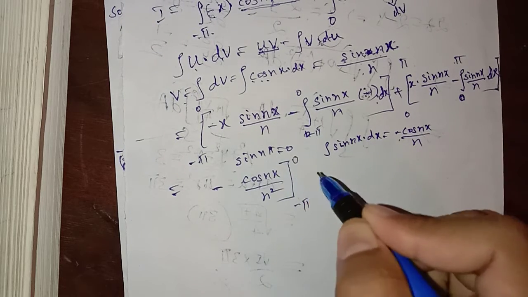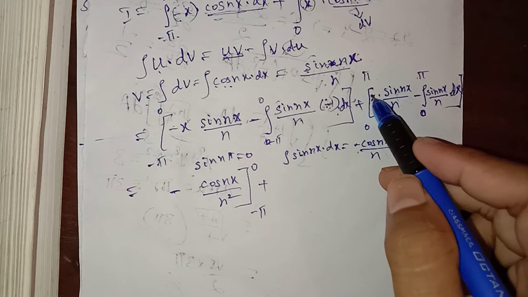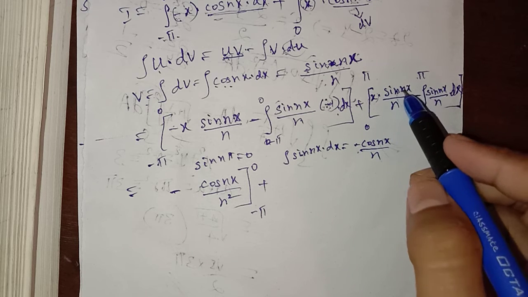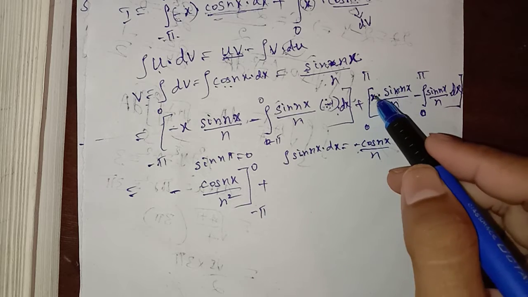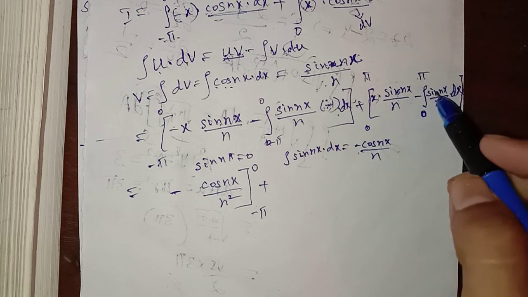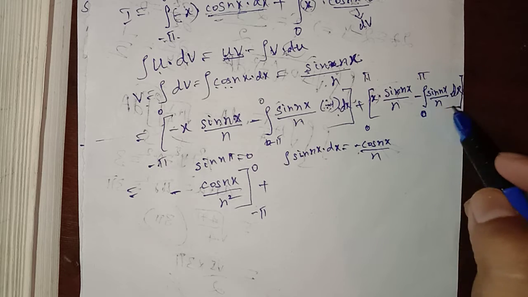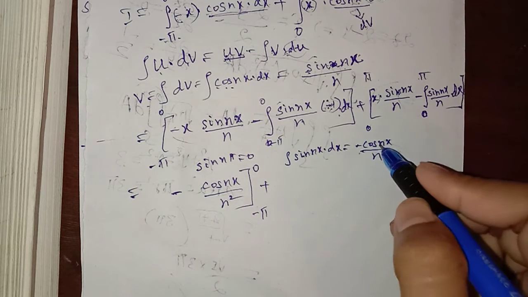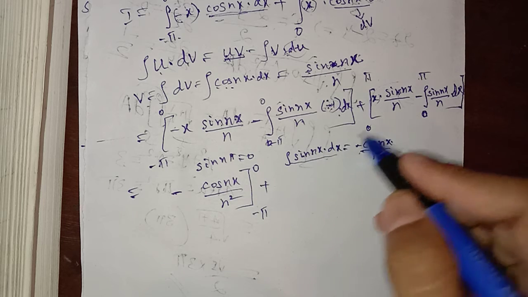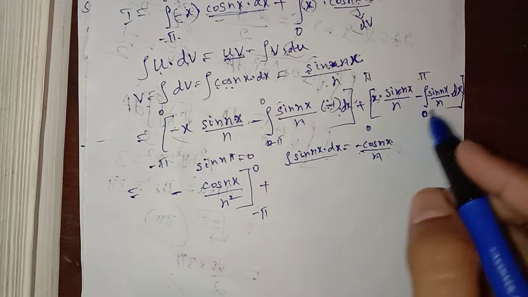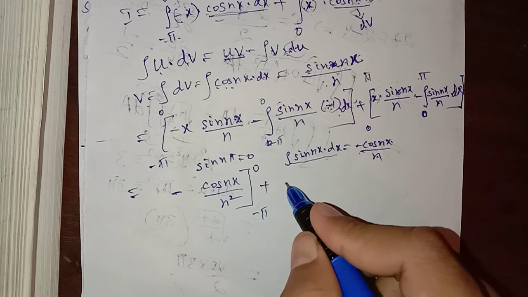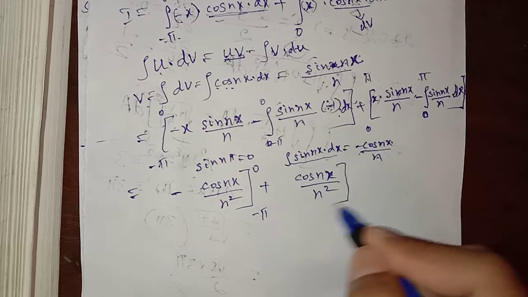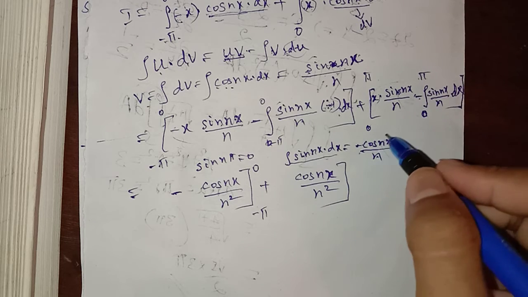Similarly, if we apply pi here, sin n pi is 0, so this term becomes 0. If we apply 0 here, 0 into this is again 0, so this term becomes 0. And the integration of sin nx divided by n is minus cos nx divided by n. With the divided by n already there, minus into minus becomes plus, so we get cos nx divided by n square.